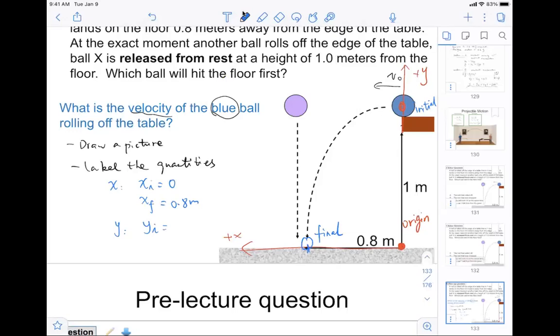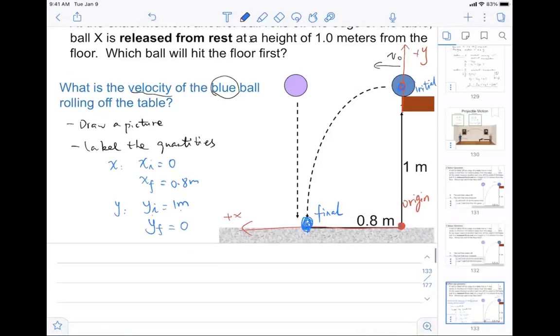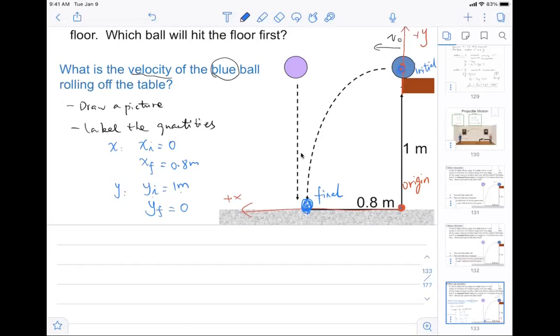In the y direction, I have my y initial. Do I know y initial? So initially, you are at a height 1 meter above the origin. So my y initial is 1 meter. What is my y final? 0. You are at the ground eventually. So that is 0. Okay, so now let's see how we are going to look at the motion x and y separately. Okay, I've done that.